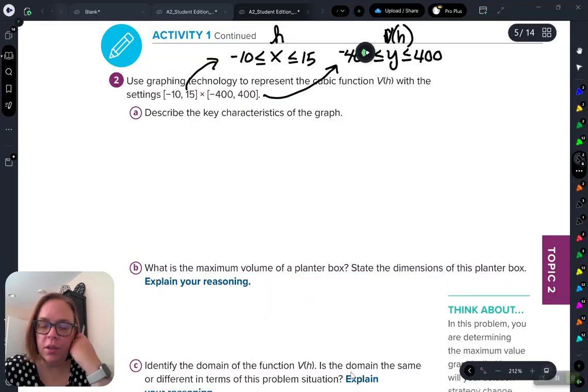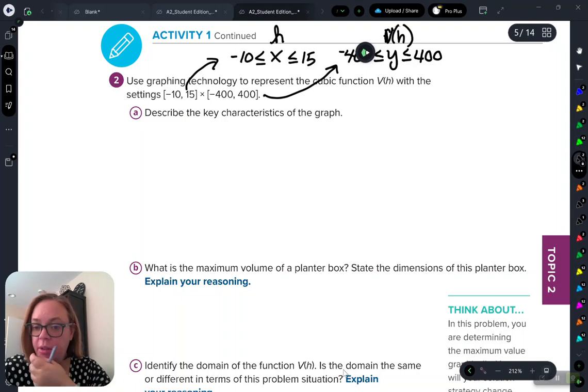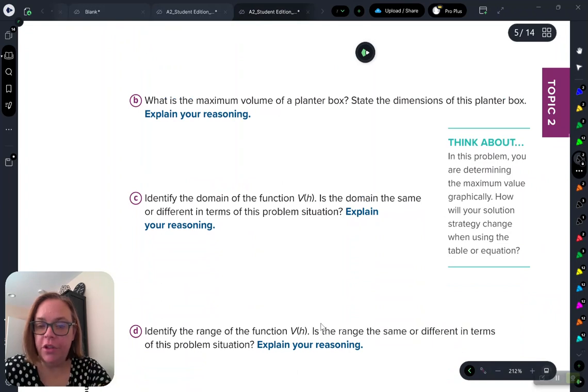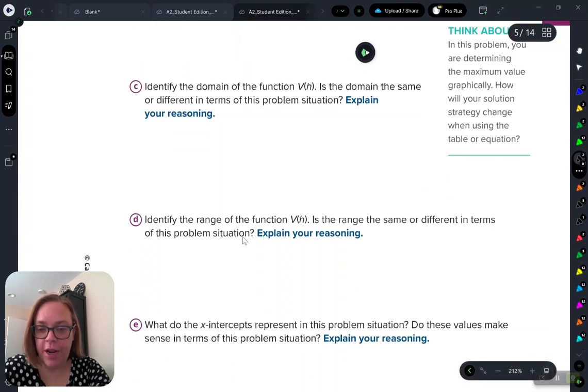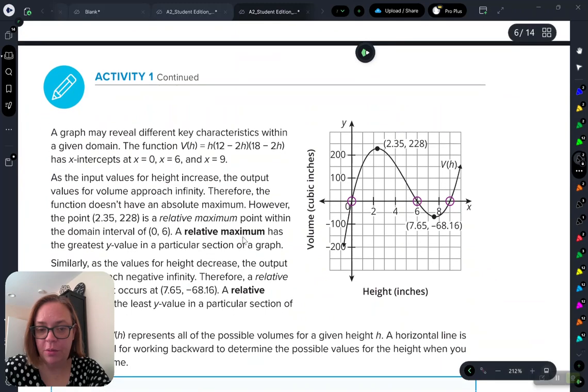So the 3 questions they want us to answer are: describe the key characteristics of the graph. What is the maximum volume of a planter box? State the dimensions of this planter box and identify the volume of the function. And is the domain the same or different in terms of the problem situation? Then we're going to identify the range. And what do the x-intercepts represent to this situation? Do these values make sense in terms of the problem situation?